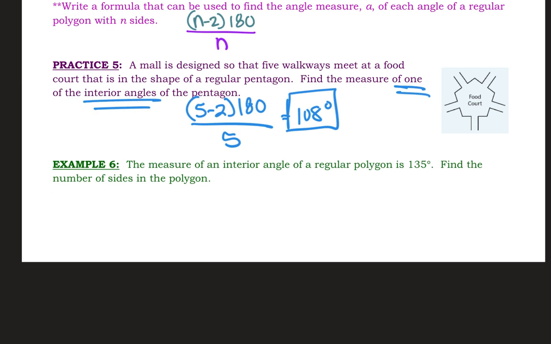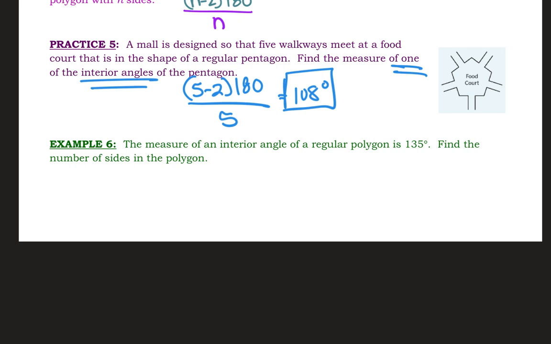All right, let's look at 6. 6 says, the measure of an interior angle of a regular polygon is 135. Find the number of sides in the polygon. So here they're telling you that this is the interior angle. How do we figure out the sides? What formula were we using to figure out the one interior angle? The n minus 2 times 180, right? But also divide it by n, and all of this gave me 135.